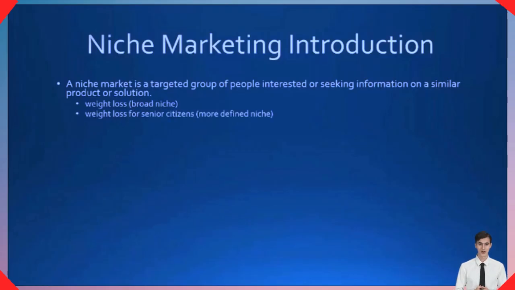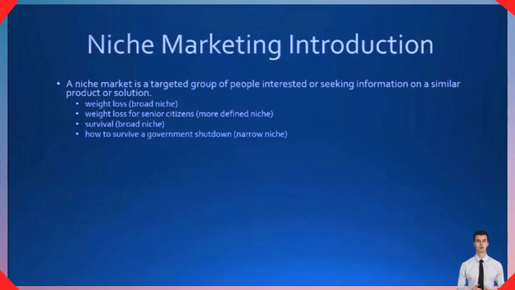A more defined niche market would be weight loss for senior citizens. So that would be a little more defined market. Survival, that's more of a broad niche. And another one would be how to survive a government shutdown. That's more of a narrow niche market. So survival, broad niche; weight loss, broad niche market.